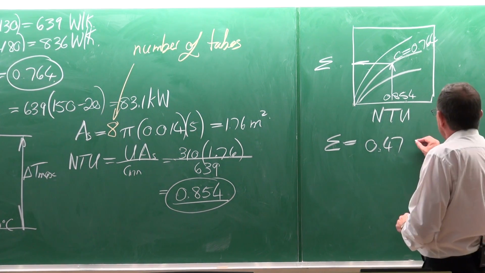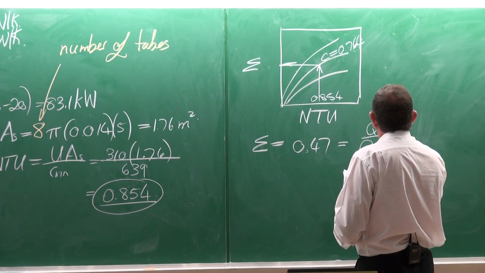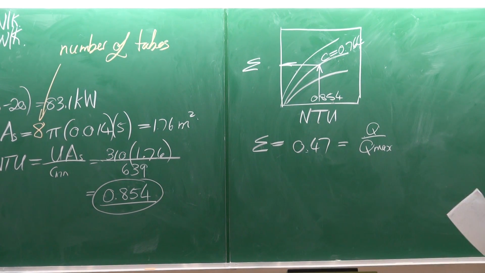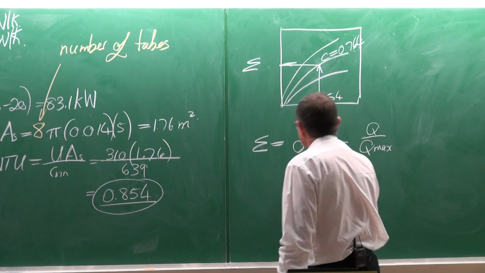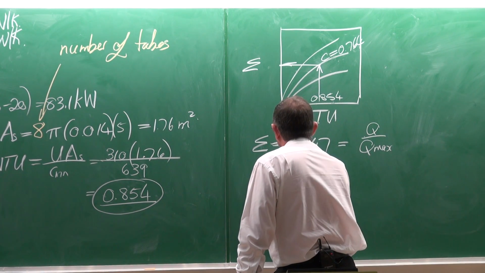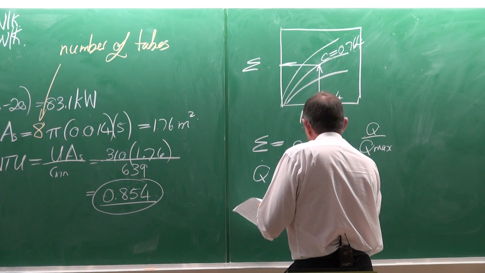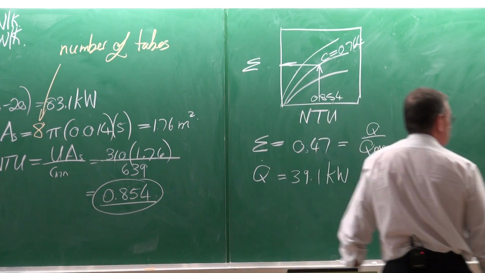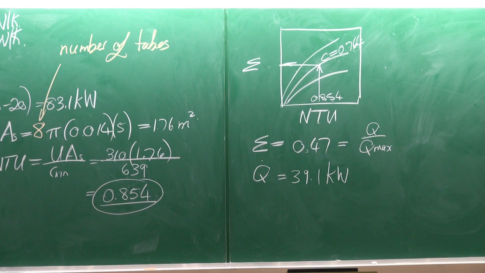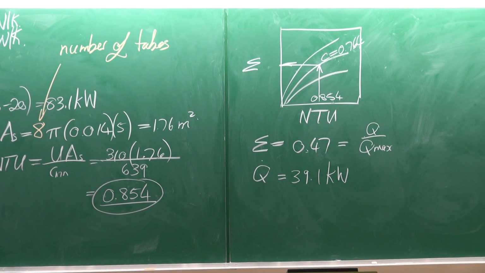Right, now that we've got the effectiveness, we can say it is equal to Q divided by Q max. And we've already calculated Q max, there it is. So from that we can calculate that the heat transfer rate must be 39.1 kilowatts. Okay, so the first part of the question has been answered. What is the heat transfer rate?